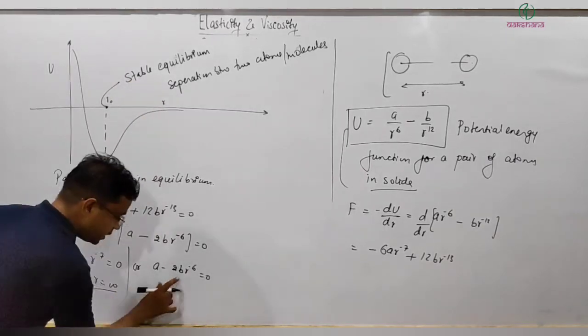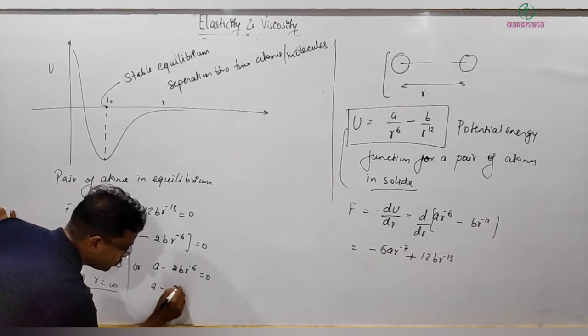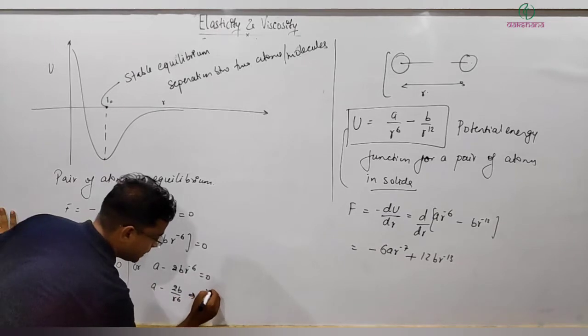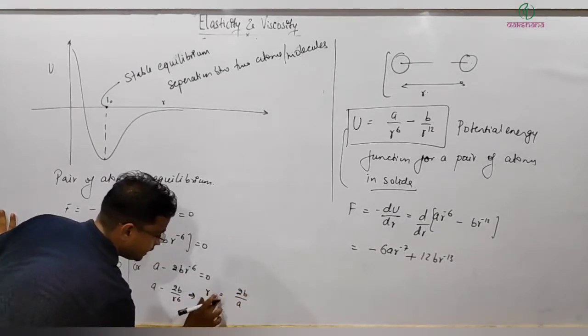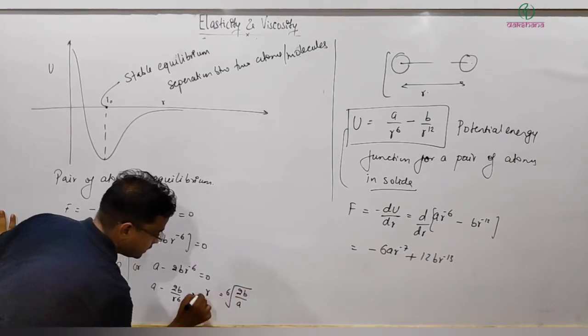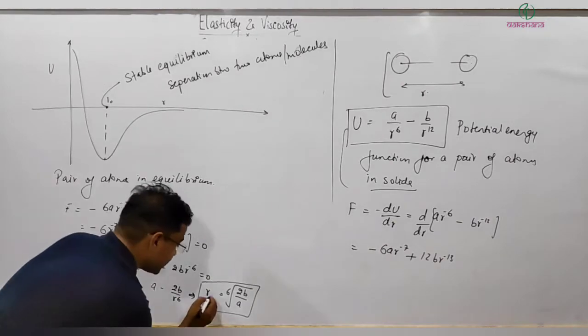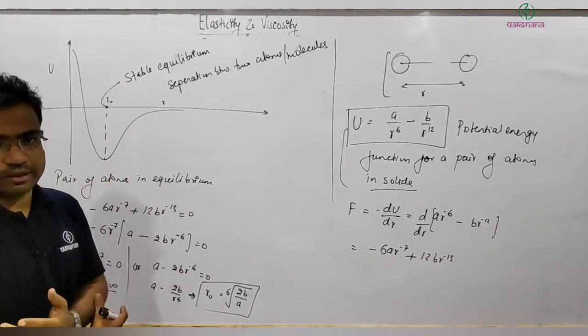Here from this point we can get a minus 2b by r raised to power 6, and this implies r raised to power 6 is equal to 2b by a, and r is equal to this. So at this separation, which I will write as R naught, this pair of atoms will be in stable equilibrium.